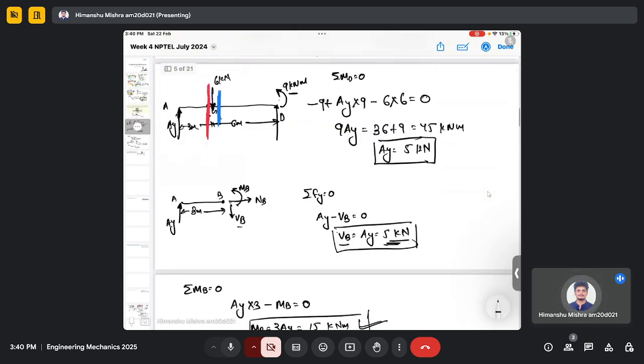So here in this question, we actually consider the left hand side of the beam, but if you consider the right hand side of the beam, you will get the same answer.